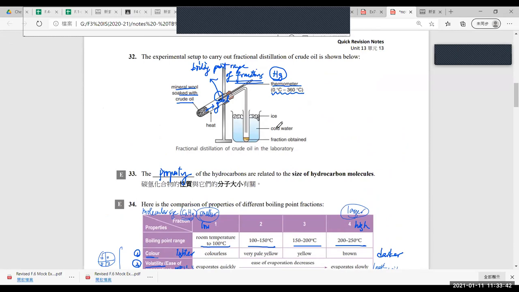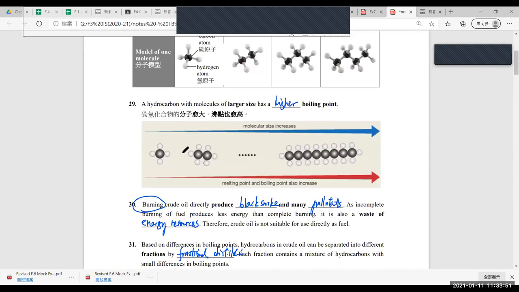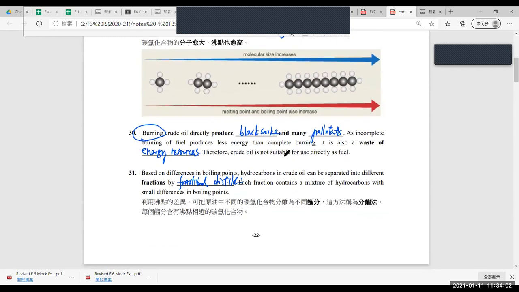So this is crude oil. Crude oil is a mixture of hydrocarbons of different size. Some of them are very small and have a low boiling point, while the one which is very large, even 50 to 70 carbon, has a very, very high boiling point. If I burn it directly for use, it is just a waste of energy resources. No need to mention it also gives some air pollution as well.